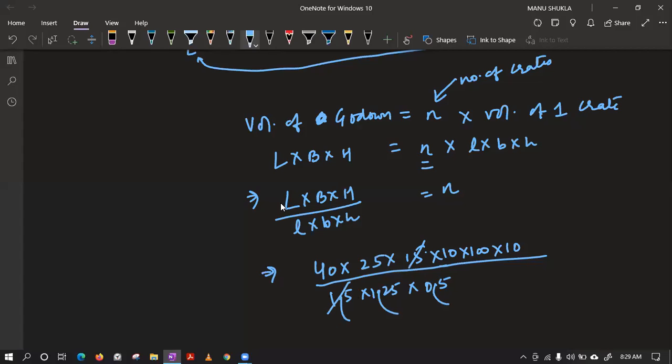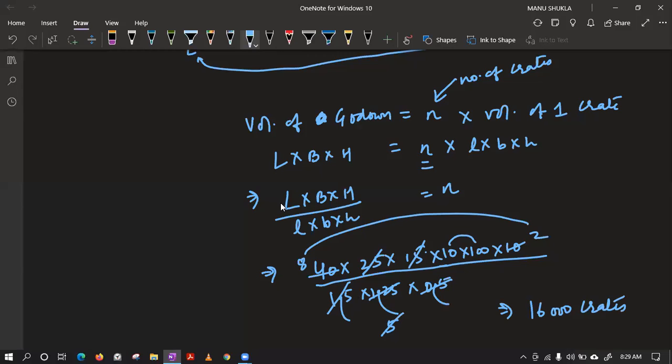15 will cancel 15. 25 5s are 125, and 5 8s are 40. This 5 is left. 5 2s are 10. Now 2 8s are 16, and there are 1000. So the answer is 16,000 crates can be kept inside. Class, is this correct? Please tell. Is this correct? That godown is quite large and we can keep 16,000 crates.